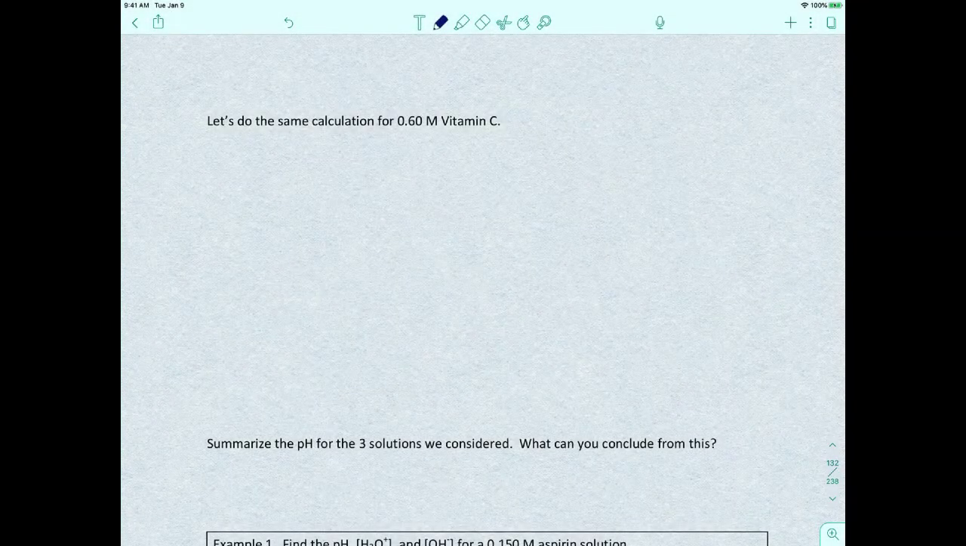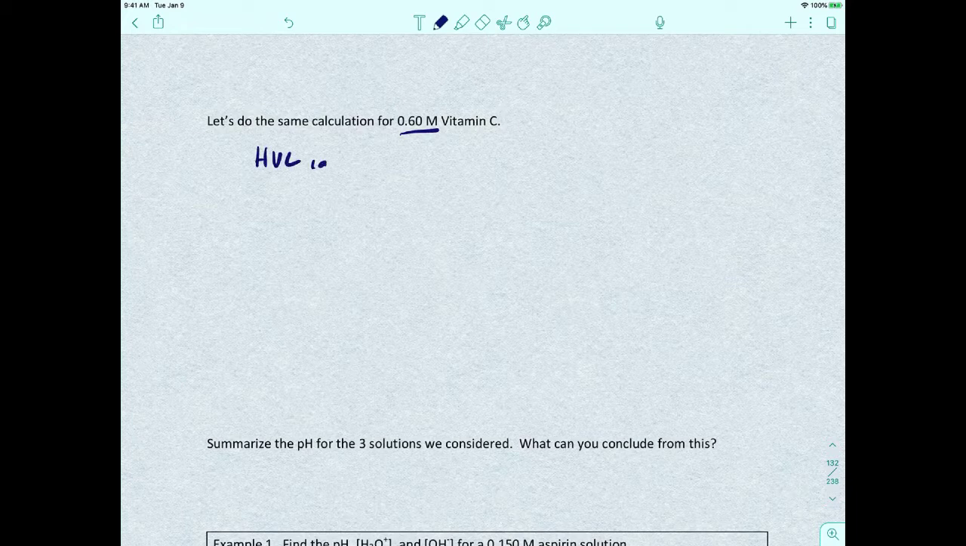Okay, so let's try this problem again. But this time, what we're going to do is do it completely with another concentration. So let's say we've got a concentration solution of 0.60 molar vitamin C. So again, I'm going to start with the same equation.